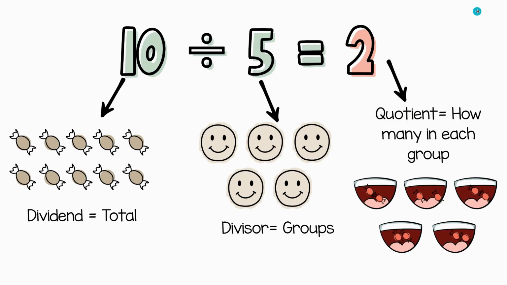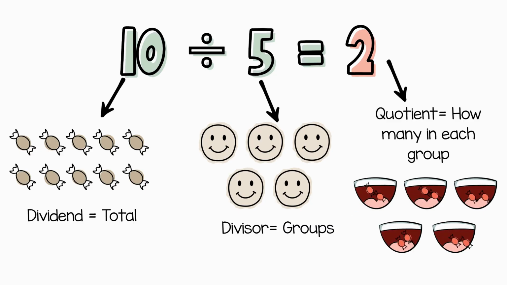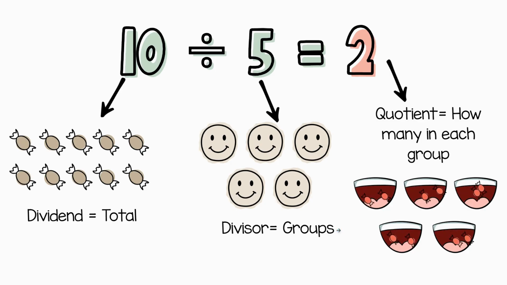And if we do our inverse operation, let's count by twos and figure out what is the total if I have 5 groups and 2 in each group. How many candies do I have in all? 2, 4, 6, 8, 10. Excellent. This is how we use inverse operation to see if we have an accurate answer.